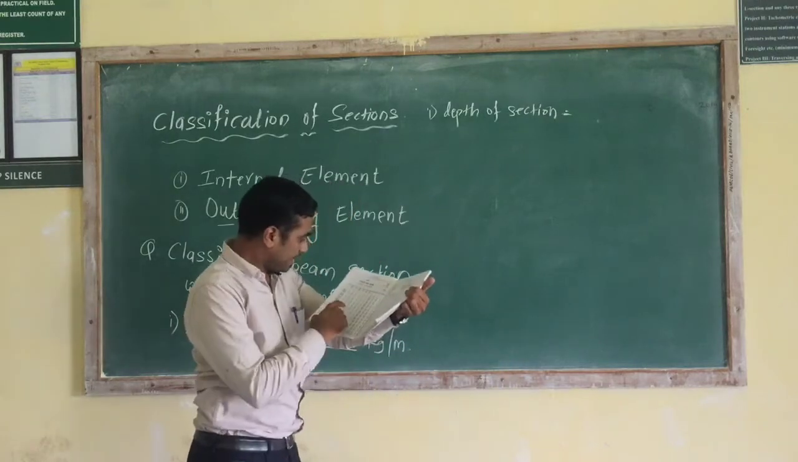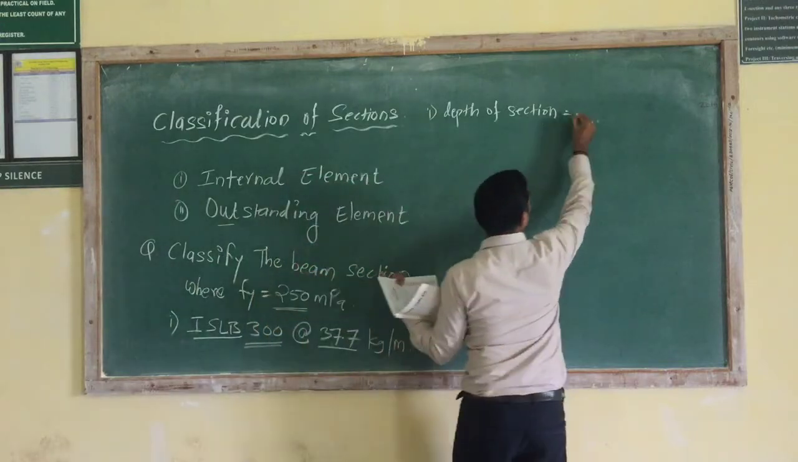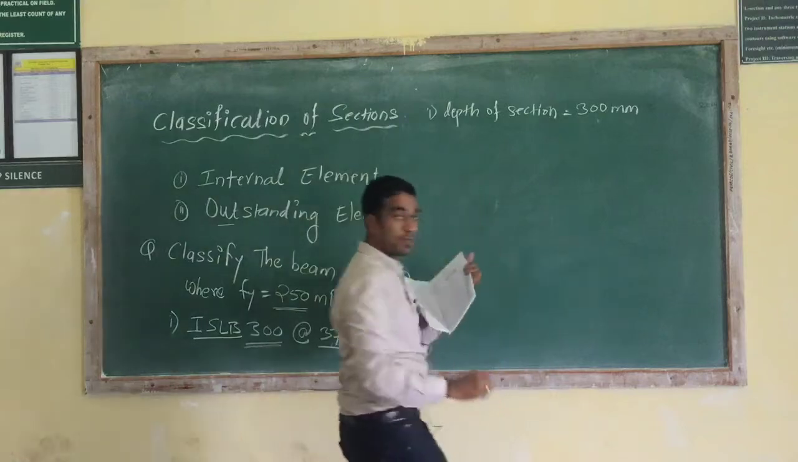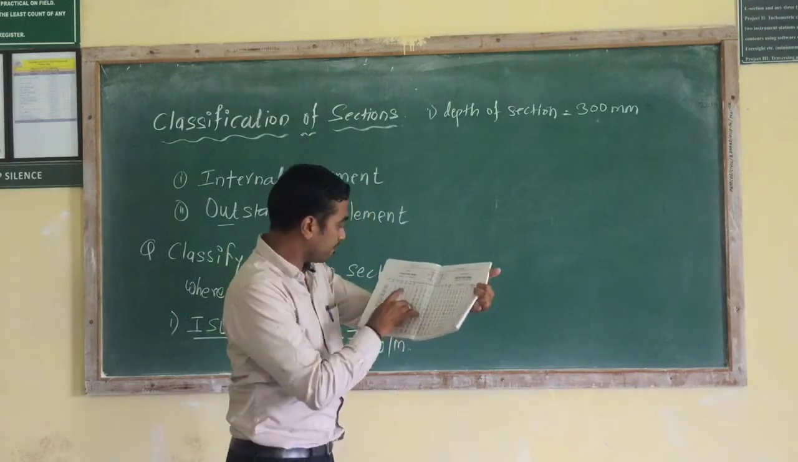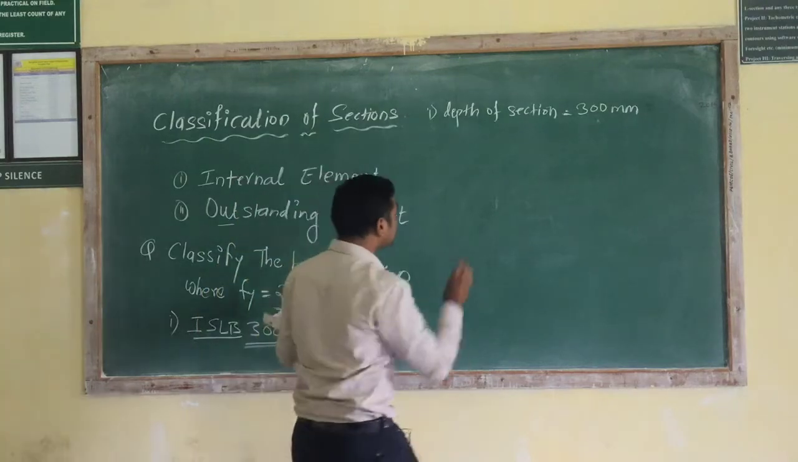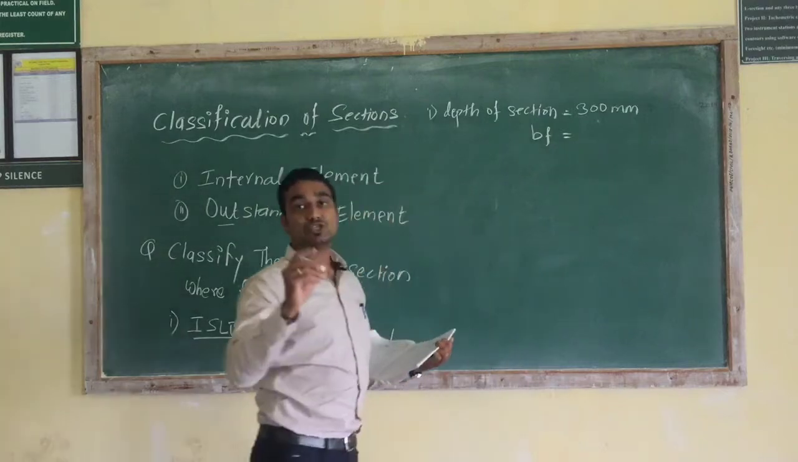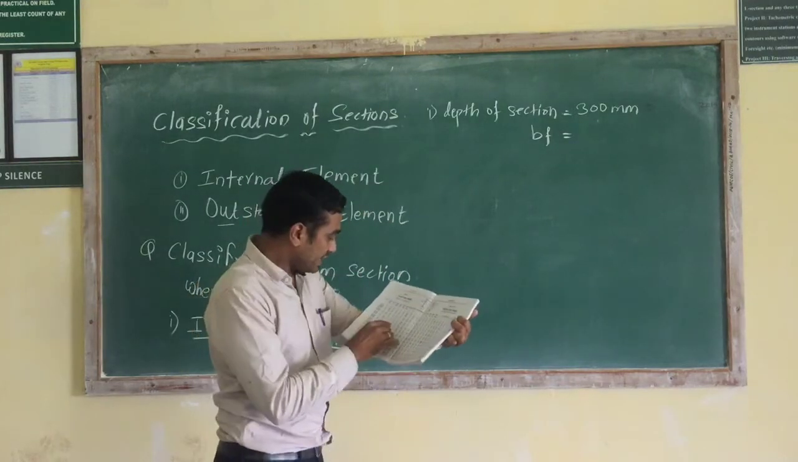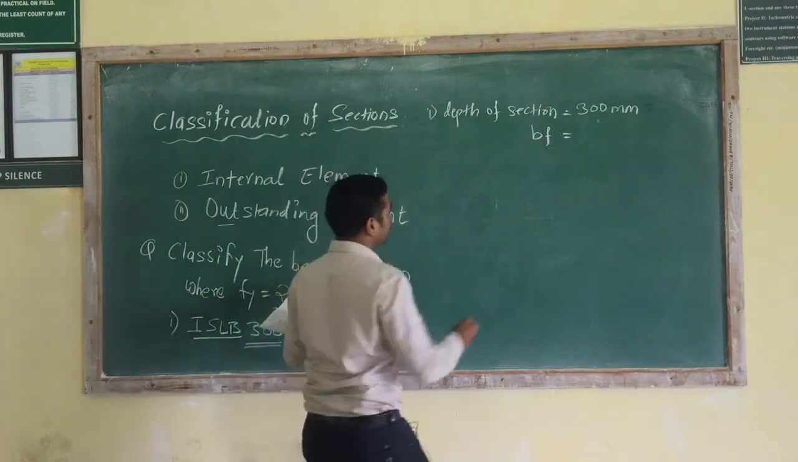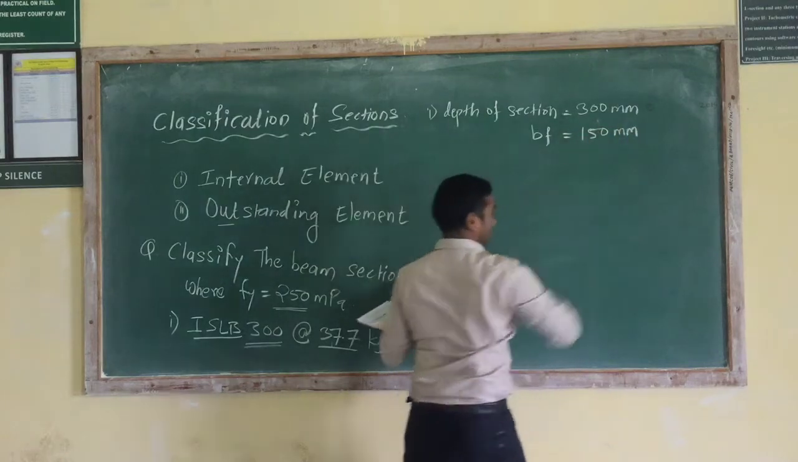First is the depth of the section, that is 300 mm. Next property is width of the flange, denoted by BF. Its value is 150 mm.